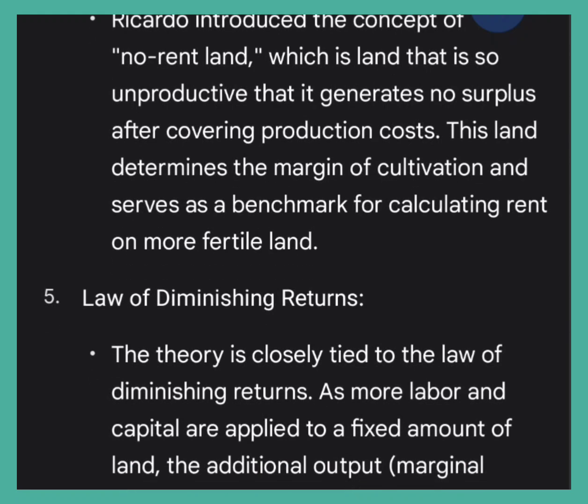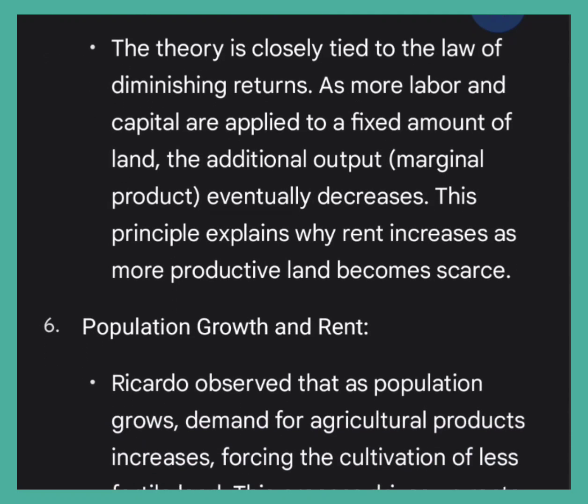5. Law of diminishing returns. The theory is closely tied to the law of diminishing returns. As more labor and capital are applied to a fixed amount of land, the additional output, marginal product, eventually decreases. This principle explains why rent increases as more productive land becomes scarce.